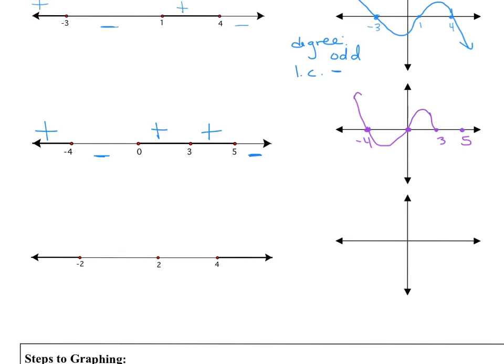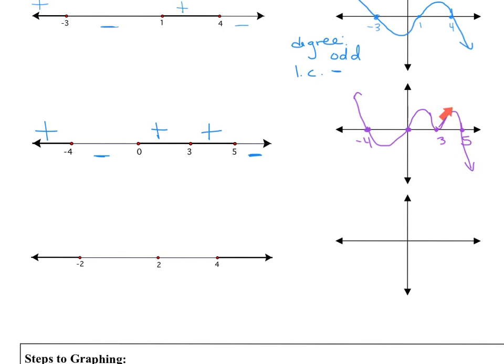So it is important that we stop here at 3 because there is a definitive 0 there. And then again, we're above the x-axis. So it's going to bounce off that x-intercept. And then from 5 to the right, the end behavior is to negative infinity.